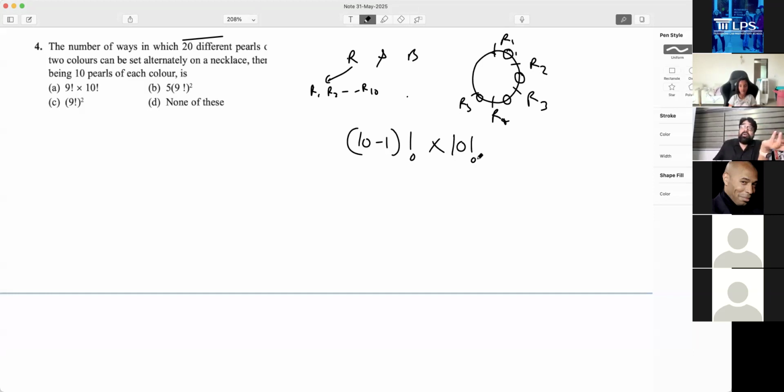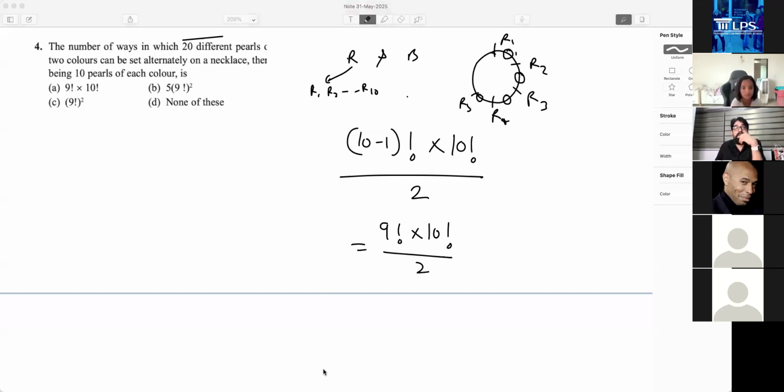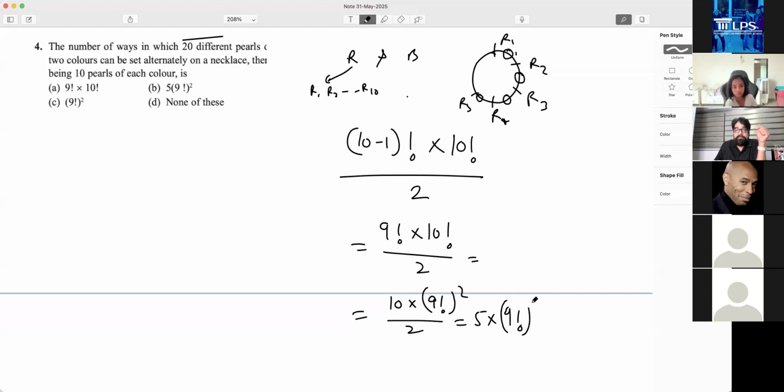But here anticlockwise and clockwise are not different, because a garland is going to be formed with the pearls. So we have to divide by 2. So the answer will be 9 factorial into 10 factorial divided by 2. 10 factorial I can write as 10 into 9 factorial. So 9 factorial into 9 factorial, squared, into 10 by 2. So that will become 5 into 9 factorial squared. That is the answer. So that will be fourth, B is the answer.